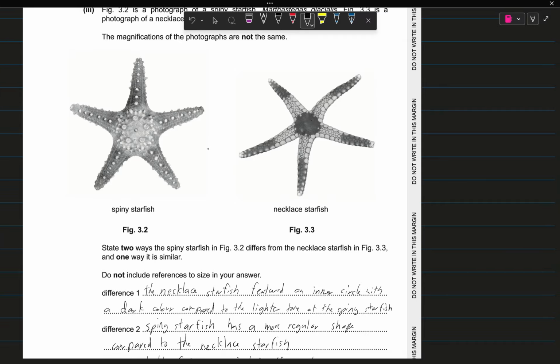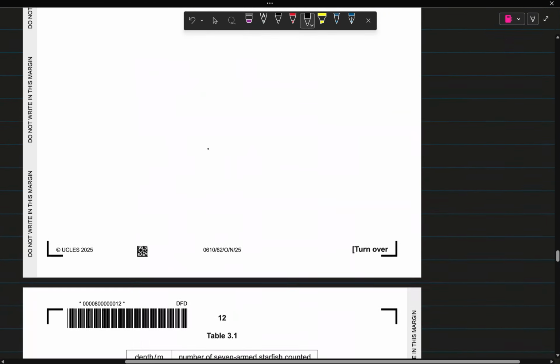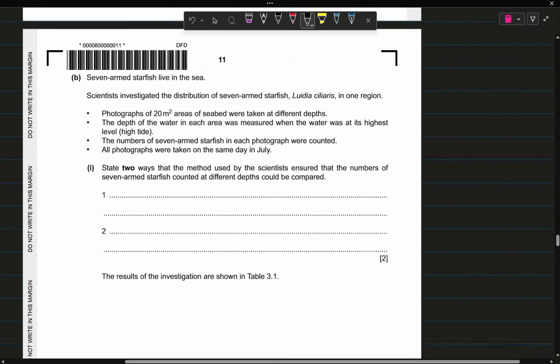Now, if you're wondering about this second point that we talked about earlier, which is these circles here, these are actually called the ossicles. So you can say that the spiny starfish has ossicles, while the necklace starfish does not. Okay, we don't have much left, so let's move on.